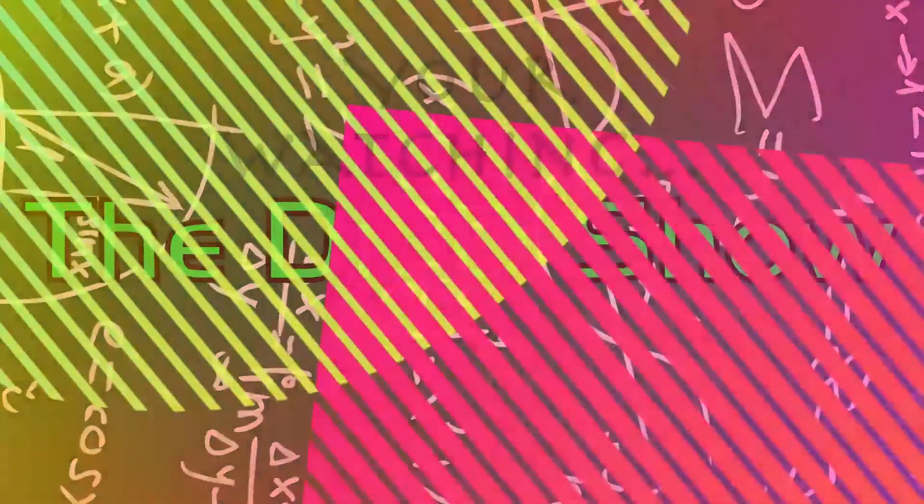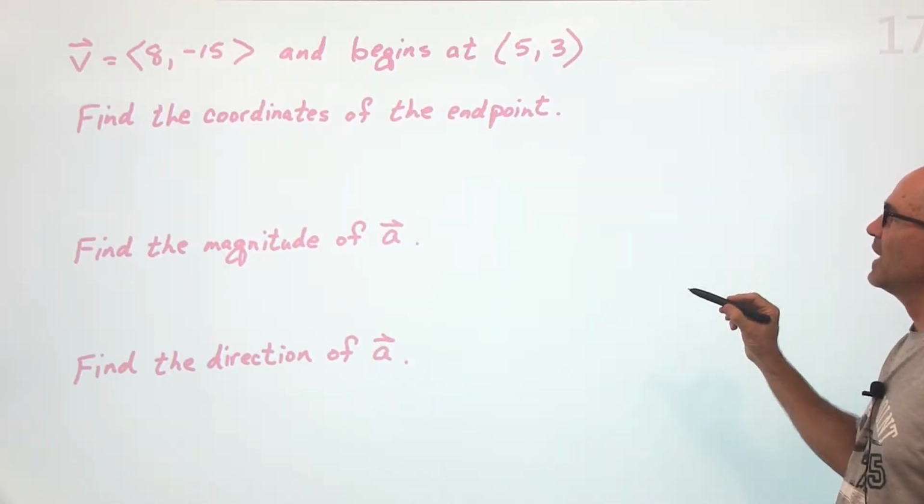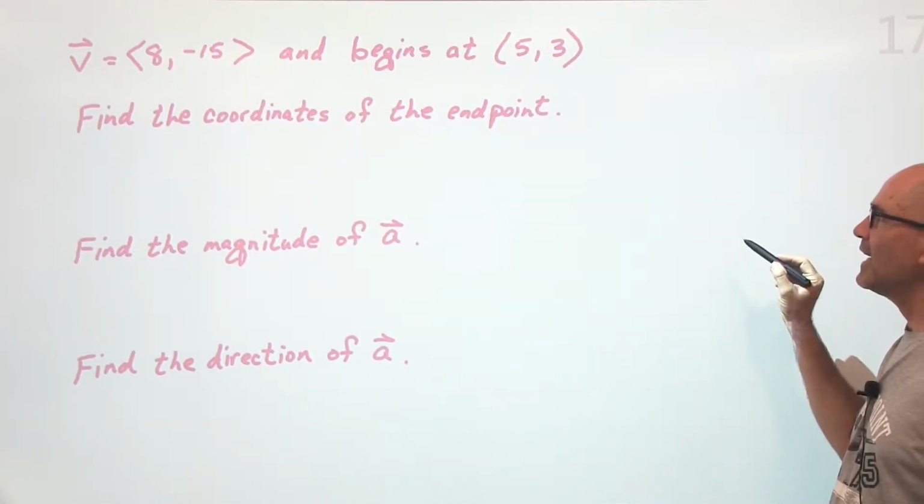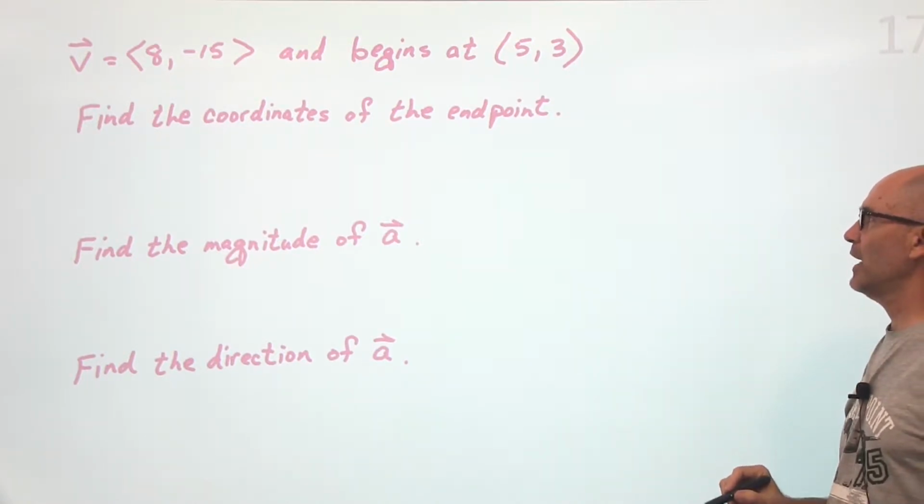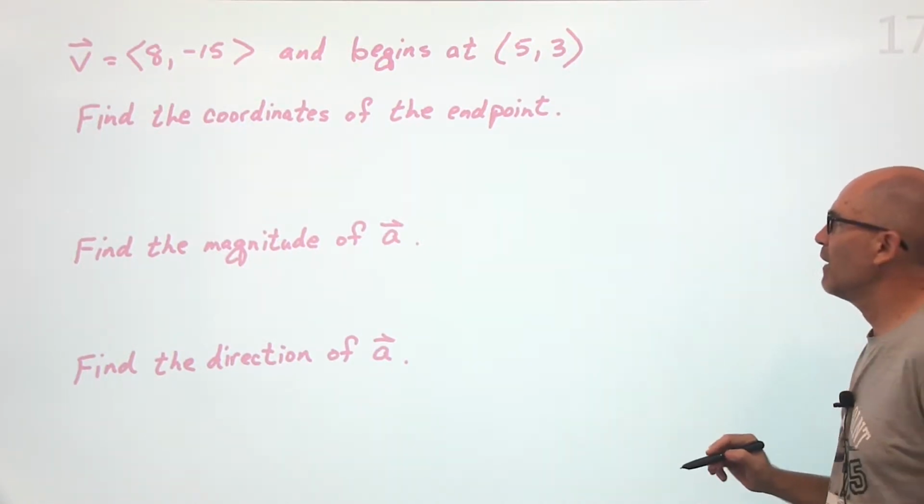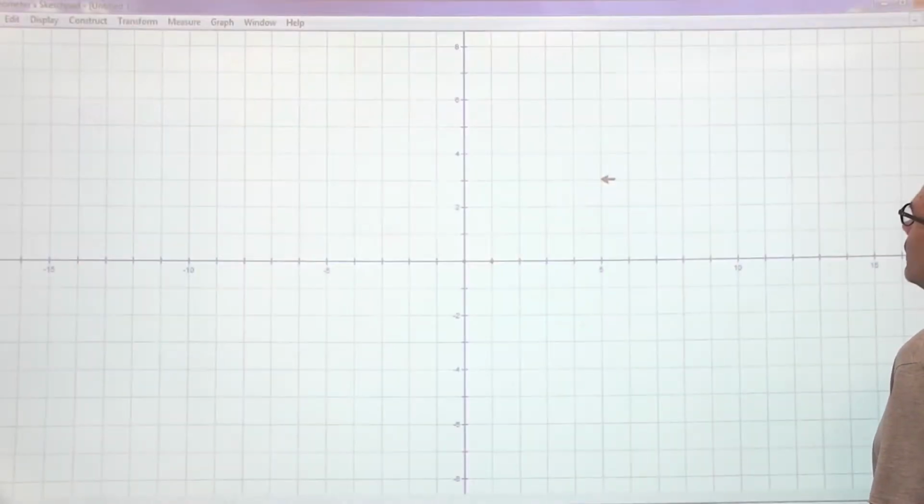That's annoying. Hold on. Okay, so we have vector V is <8, -15>, which means it goes right 8, down 15, and it begins at (5, 3). We want the coordinates of the endpoint. So we're going to go to our graph.